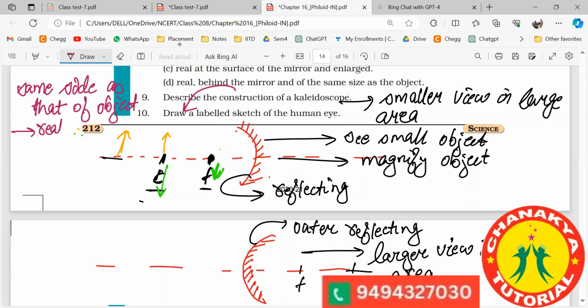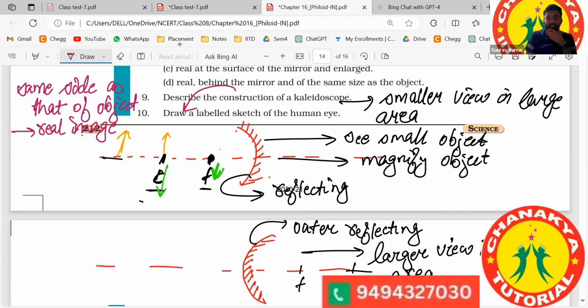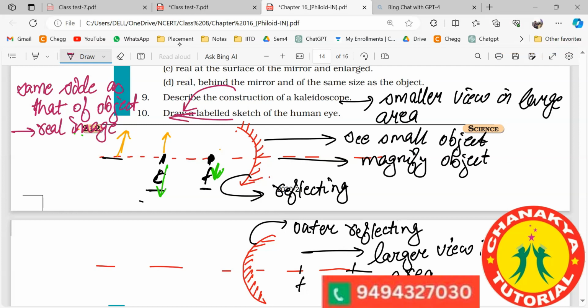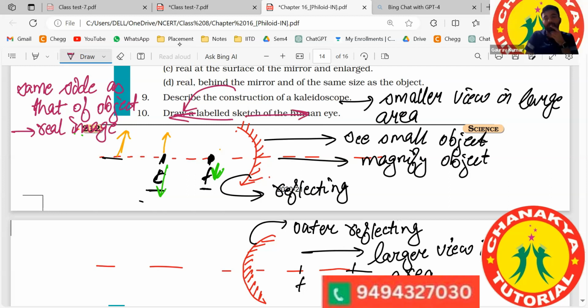Sir, it is formed on the screen, right? It's not on the side, but on the screen. Yes, you are correct that it is formed on a screen, but it is on the same side, right? If this is left, this is right, then both object and image are on the left side. Yes, it will be formed on a screen or any opaque surface. Without it, we won't be able to make out the image.